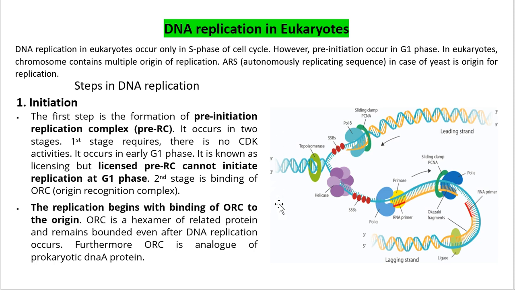The second stage is binding of ORC. ORC means origin recognition complex. The replication begins with binding of ORC to the origin. ORC is a hexamer of related proteins and remains bound even after DNA replication occurs. Furthermore, ORC is an analog of the prokaryotic DnaA protein.